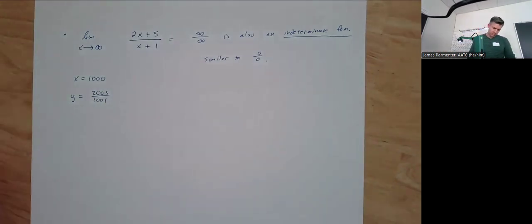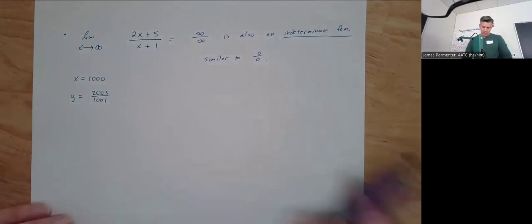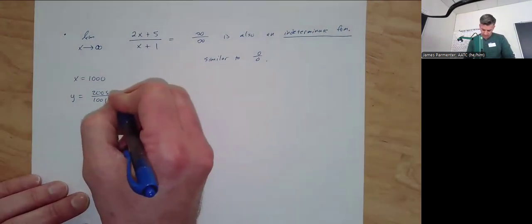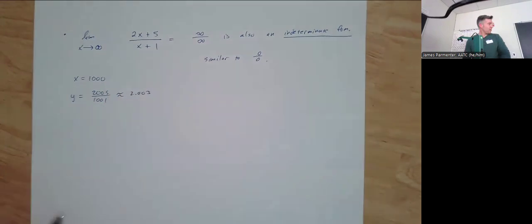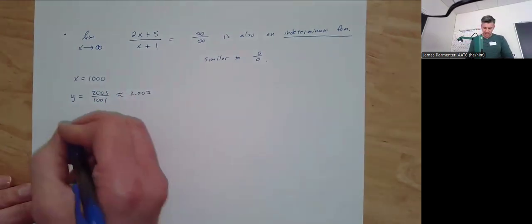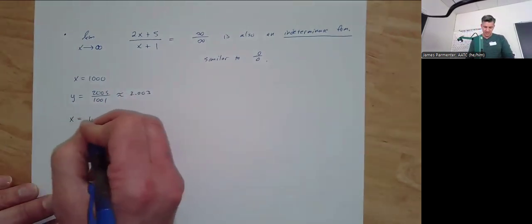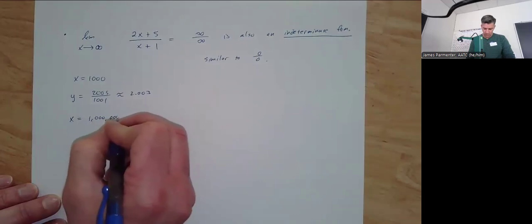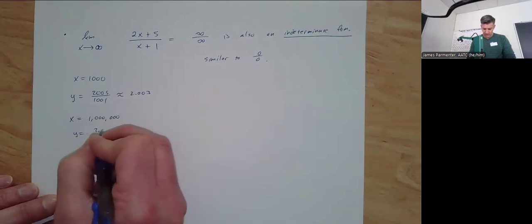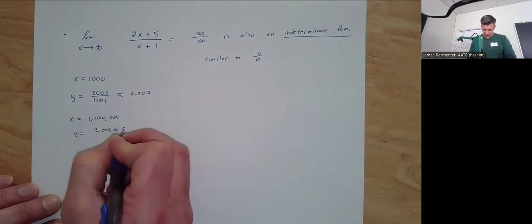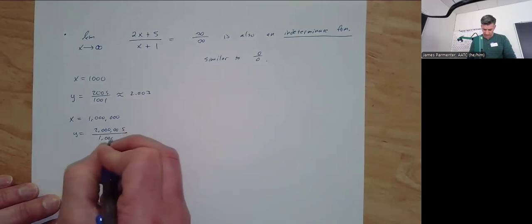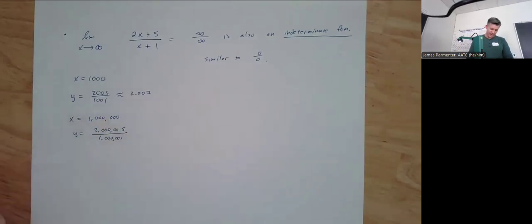Let's see here. 2005 divided by 1001, 2.003 approximately. And if you go bigger, like if x is a million, y is going to be 2,000,005 divided by 1,000,001, which is probably even closer to 2. It's looking like the limit's going to be 2.